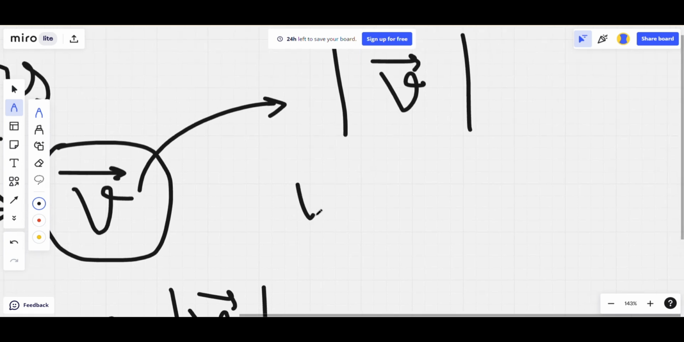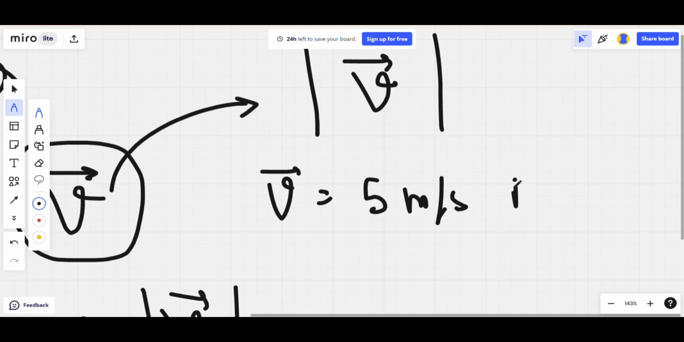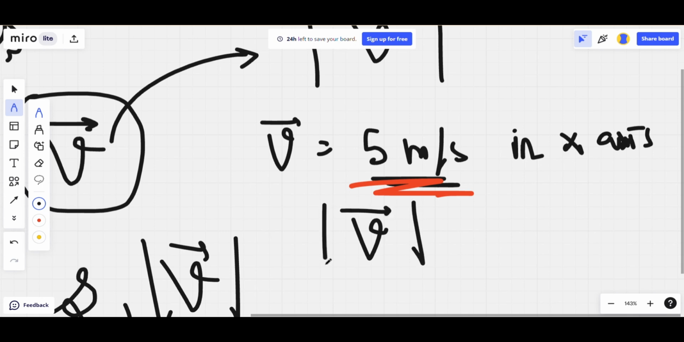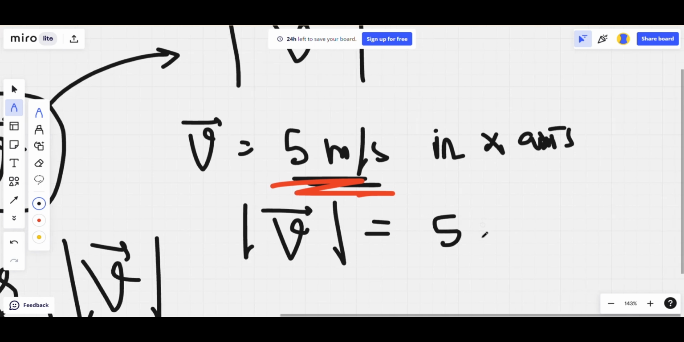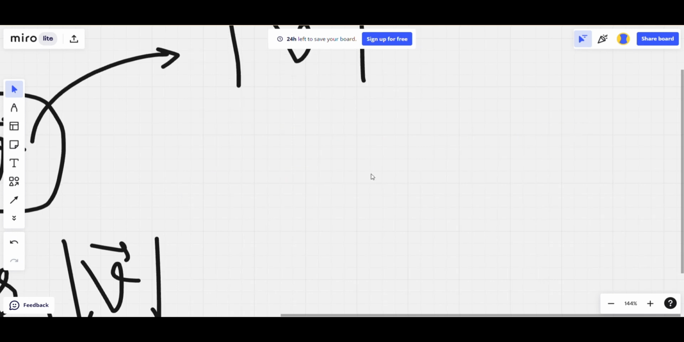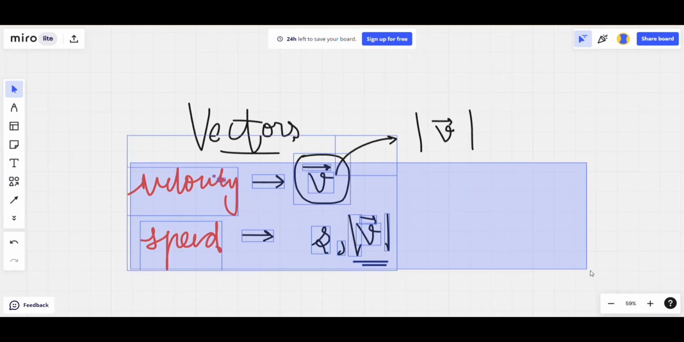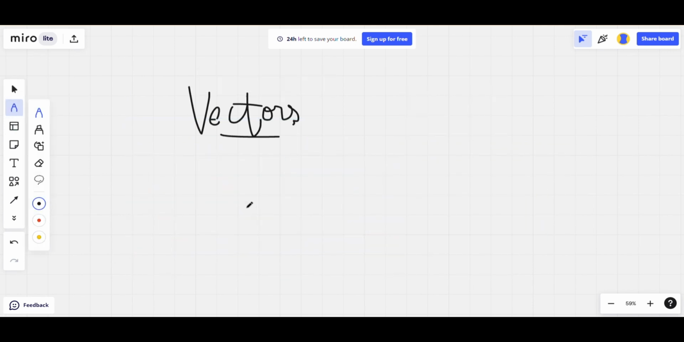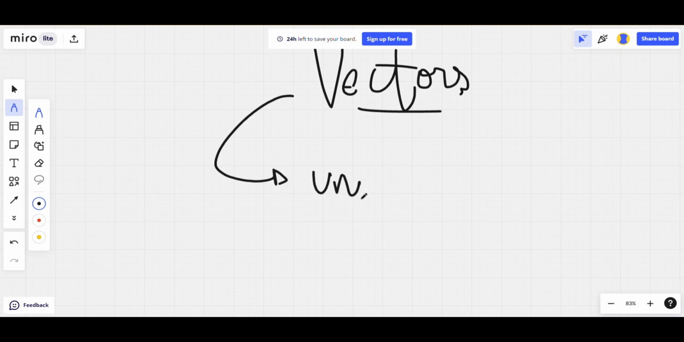For example, we could say that the velocity vector is 5 meters per second in the direction of the x-axis. But if we talk about the magnitude of this velocity vector, then we represent it like this, and the magnitude is nothing but 5 meters per second. This is the basic idea. Now that we have this cleared, we'll talk about unit vectors. That's another topic that comes under vectors.